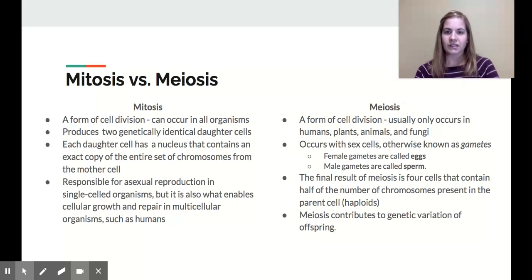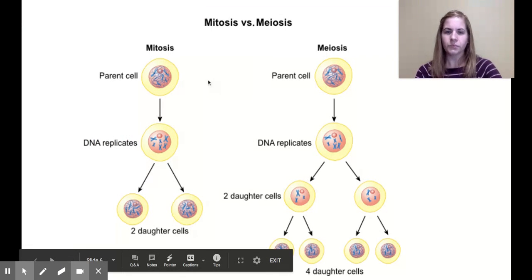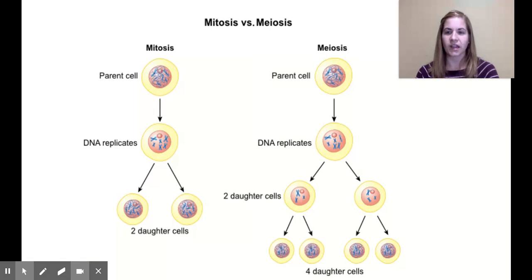Now, finally, the last slide here is your diagram of mitosis and meiosis. If you look at the mitosis side, we have a parent cell to start, and what happens in the process is that the DNA or the chromosomes are replicating. So you're making a new copy of the DNA. When the cell divides, each new daughter cell is going to have an exact copy of what the original parent cell would have.